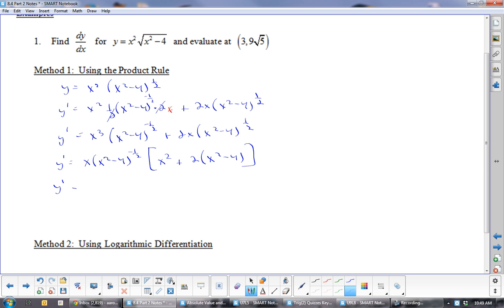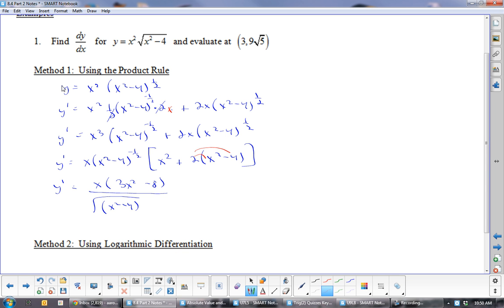So y prime would equal x times (3x squared minus 8) all over the square root of x squared minus 4. I just multiplied this 2 in here to get 2x squared minus 8, and I had an x squared, so that's 3x squared minus 8. And I brought that negative exponent down.